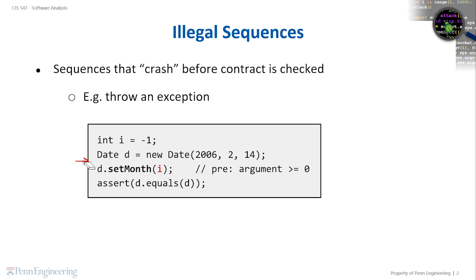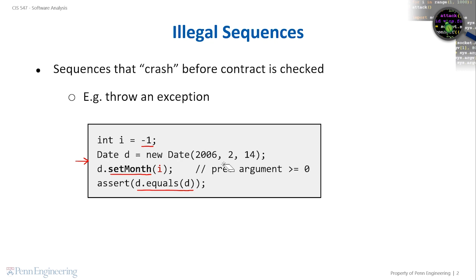In this test case generated by Randoop, the contract d.equals(d) is not even reached because the call to setMonth throws an exception. The reason is that a precondition of the setMonth method is that argument i, denoting a month, must be non-negative, whereas in this test case it is -1.